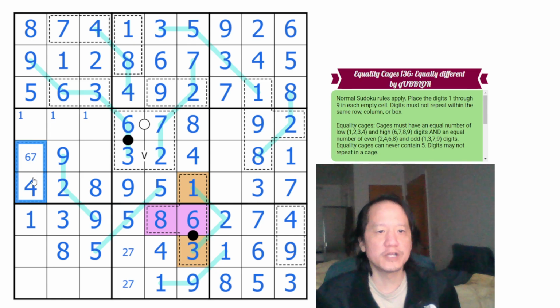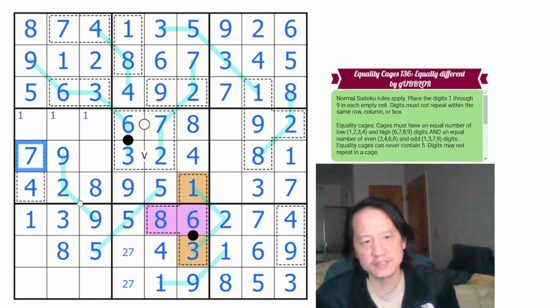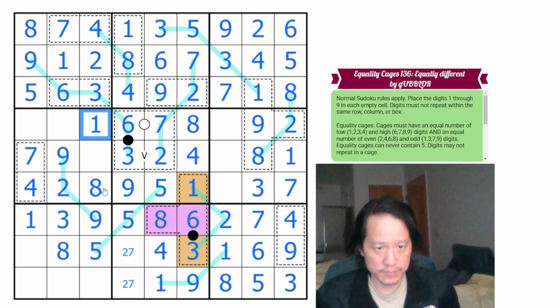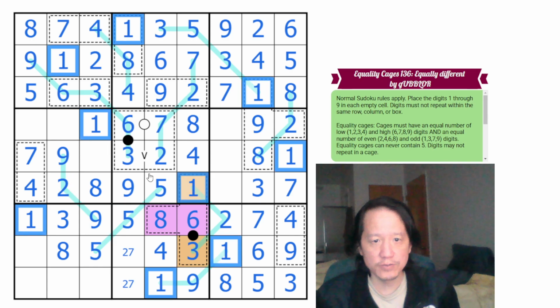And because of the equality cage, this is a low even digit, which means we need a high odd digit to match it. So therefore, this is a 7. And now the rest is probably just Sudoku. So these can't be 1. This must be a 1. So I think that's all the 1s. 1, 2, 3, 4, 5, 6. Yep, we have 9 1s.